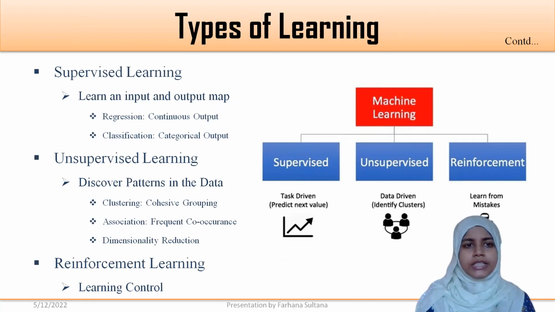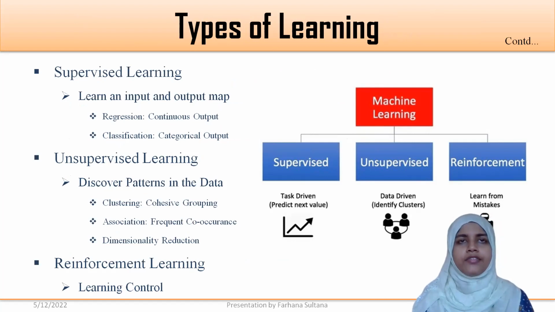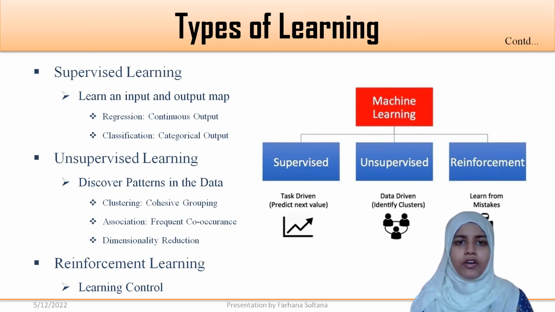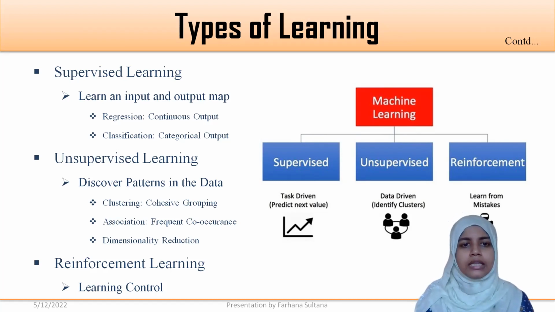Supervised learning is basically to learn an input-output map. The machine is given input features along with the output label, and from that it learns the mapping or the function which maps input to output. Regression and classification are examples of supervised learning. Next one is unsupervised learning.